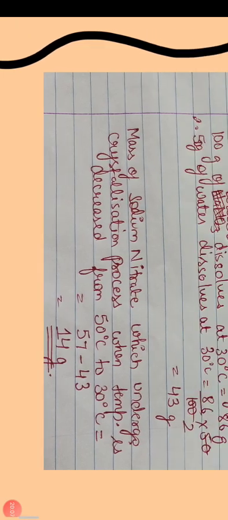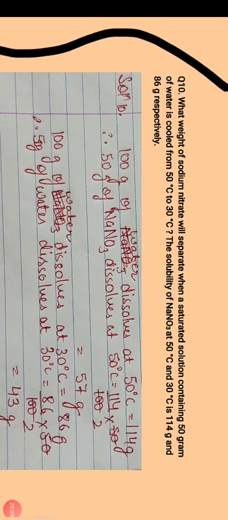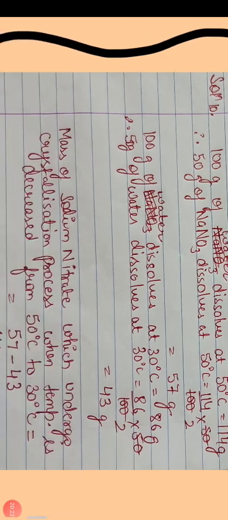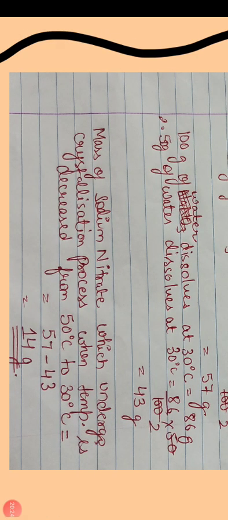So this 14 grams is the mass of sodium nitrate which undergoes the process of crystallization to separate, that means it will separate from the saturated solution of sodium nitrate and water containing 50 grams of water. So this is my answer, that is equal to 14 grams. Thank you class.